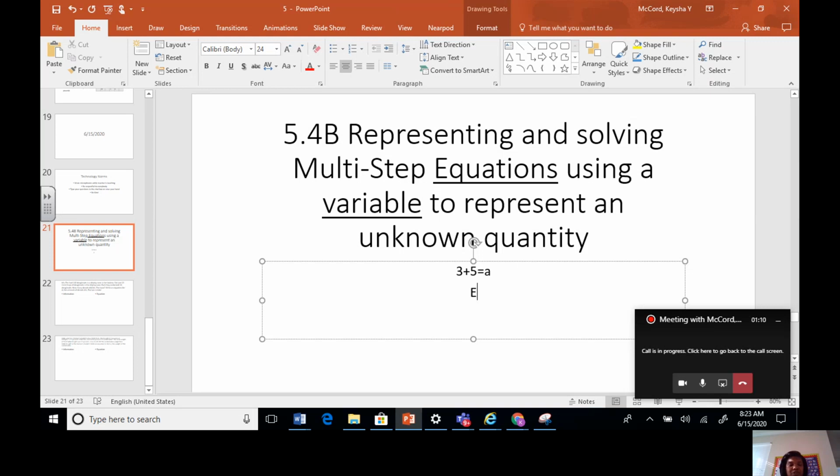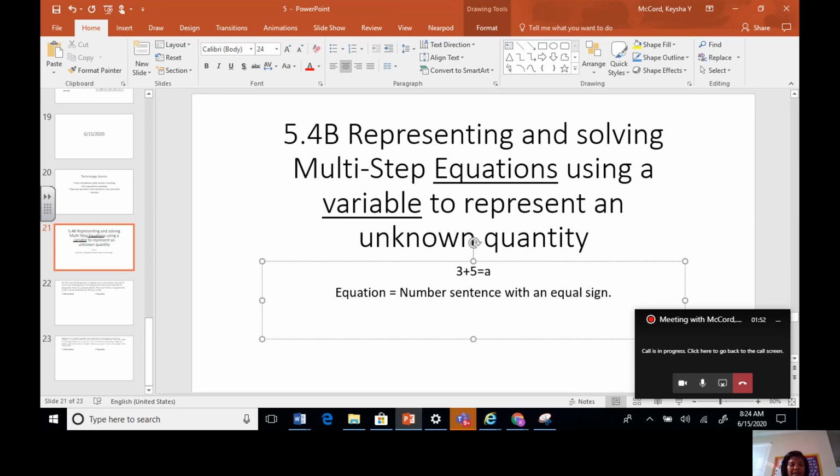Okay, so an equation, a number sentence with an equal sign. If it does not have an equal sign, it's not an equation. So let's look at this number sentence and see if I can call it an equation. 3 plus 5 equals A. Yes, it is an equation because it has an equal sign. Okay. Now, an equation has an equal sign, so that means everything on my left has to match what's on my right. So whatever A is has to equal whatever 5 plus 3 is going to be.